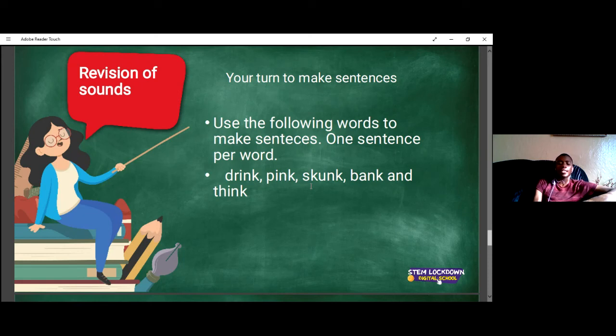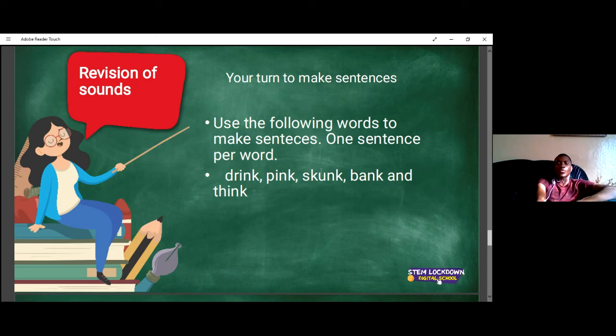So my sentence that I was going to use with drink is: I drink a lot of water. With pink, if I'm a girl, I like to wear pink dresses. If I'm a guy, I'd love to wear a pink suit.